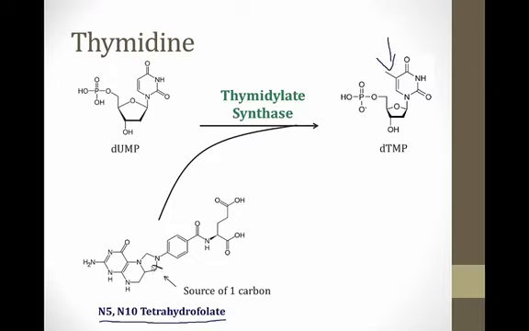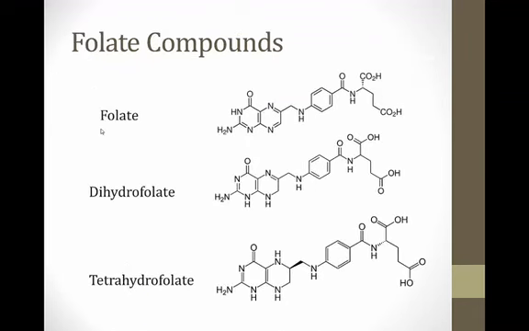It is actually this carbon right here on the tetrahydrofolate molecule that gets transferred to uridine to turn it into thymidine. So there are several compounds derived from the vitamin folate that are involved in this final step of synthesizing thymidine. So let's talk about all those compounds now. So this is the structure of folate. You can see that it's a large structure with several rings.